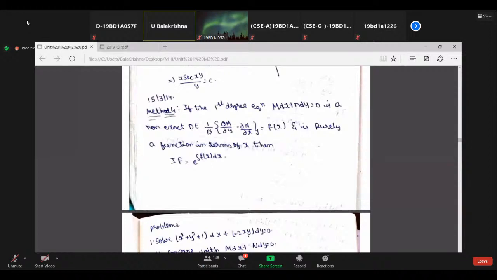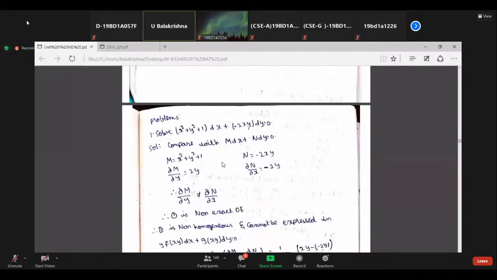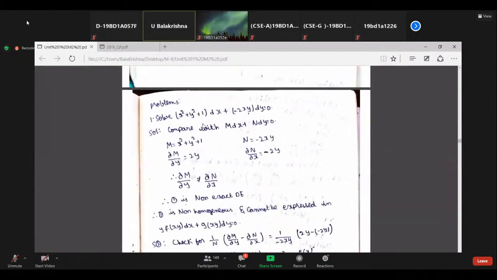suppose it is not satisfying those two, that is, if it is non-homogeneous and cannot be expressed in the form of y into f of xy plus x into g of xy, then you should check for this next one, that is 1 by N into (dou M by dou y minus dou N by dou x) is purely a function in terms of x only. So if this condition is satisfied, its integrating factor is given by e power integral f of x dx. Okay.